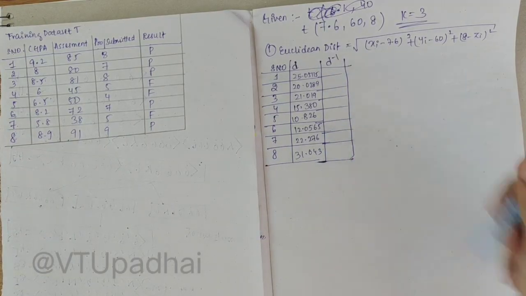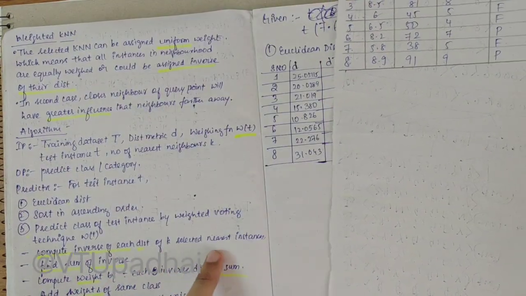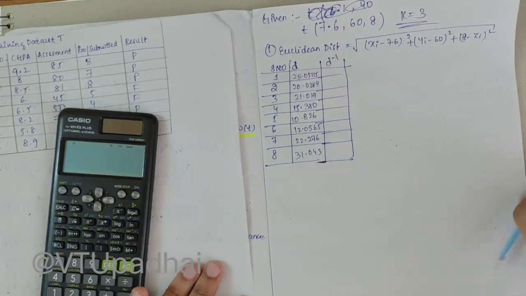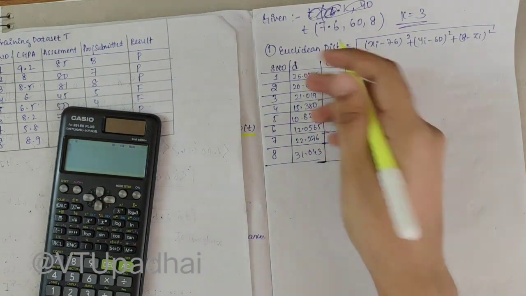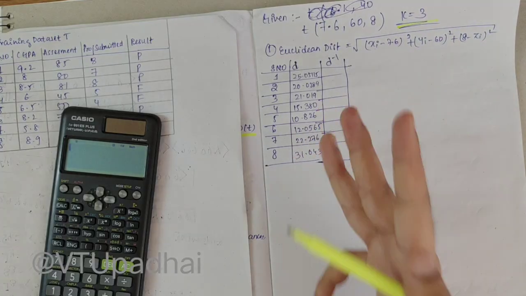After calculating the d values, I need to find the d inverse value. That's what the algorithm says, right? Compute the inverse of each distance of the k selected neighbors. So I need not compute the inverse for all the values. I'll select whichever are the smaller ones here, right? Okay, the k value specified is 3, so I need to select the 3 smallest distances from here.